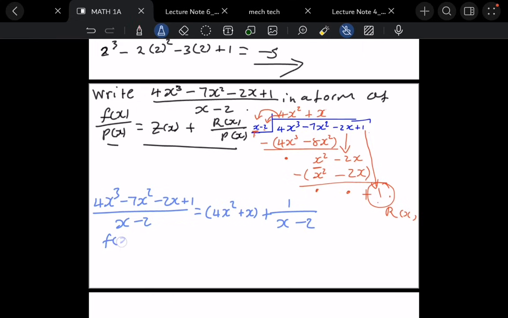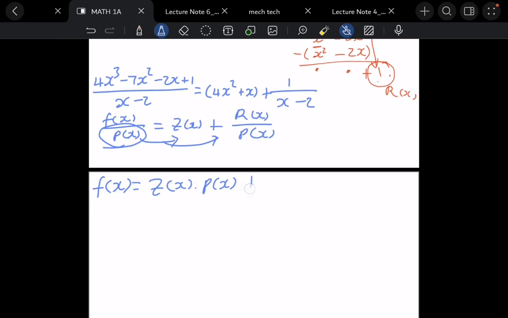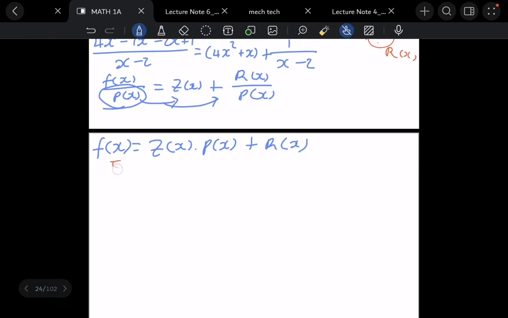Now, f of x over p of x is equal to q of x plus r of x over p of x. You can actually manipulate this equation by taking this p of x and multiplying it across. So f of x is equal to q of x times p of x plus r of x, which is really true. If you bring that equation we had last time, which is 5 over 2 is equal to 2 plus 1 over 2, this thing is true, really.